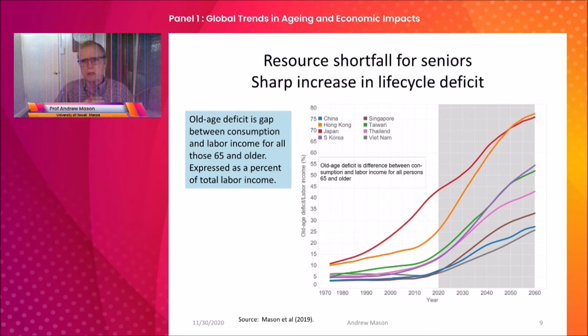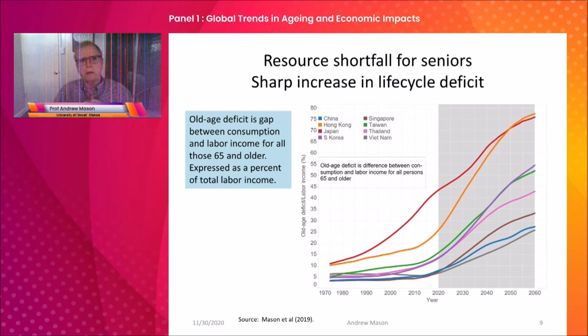The other countries, the shortfall is much smaller, but it's not insignificant. And it's also rising very sharply. In Hong Kong, it's expected to exceed Japan's 30 years from now. But in other countries, like in Korea and in Taiwan, we see that it's rising very sharply.